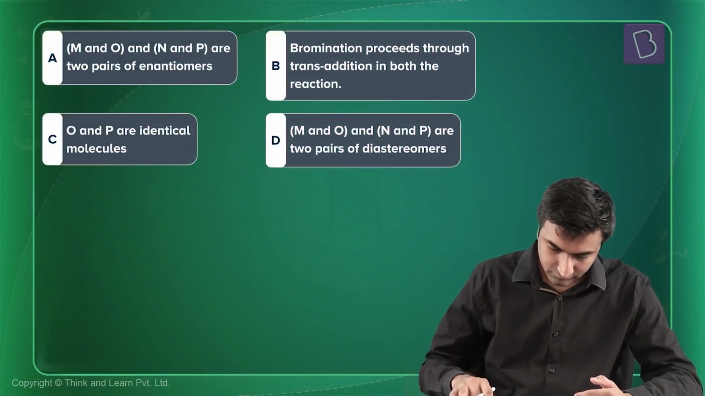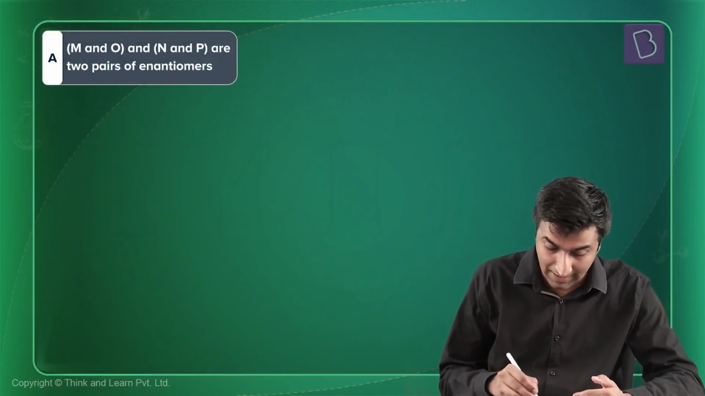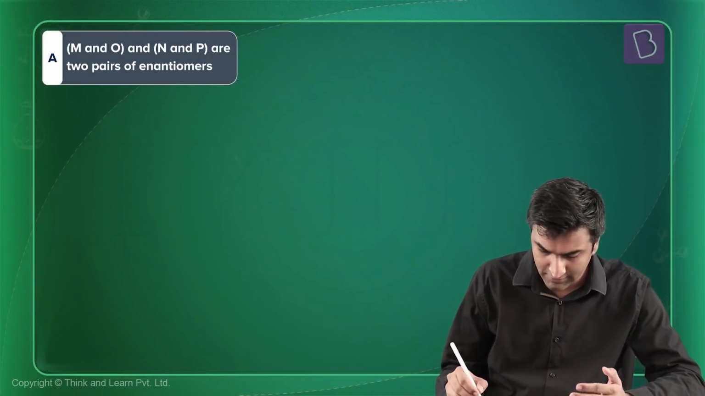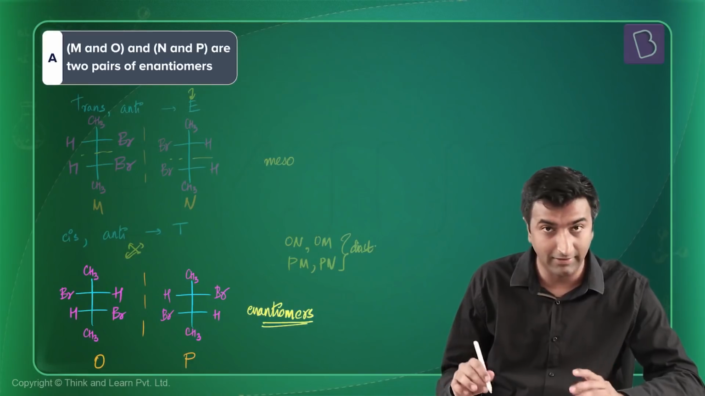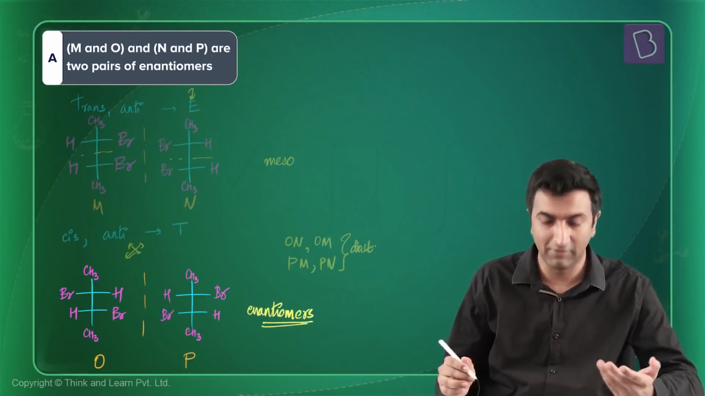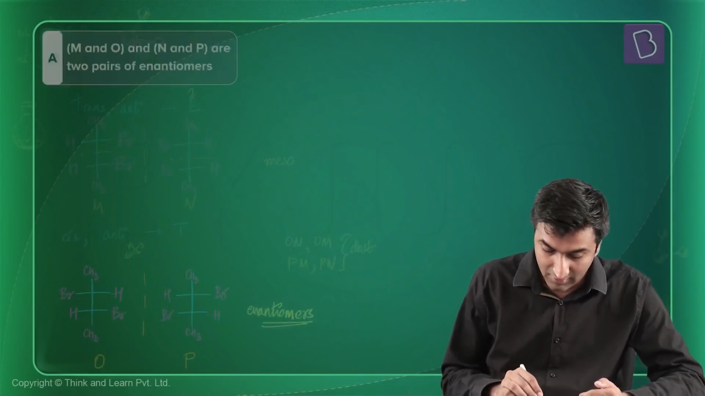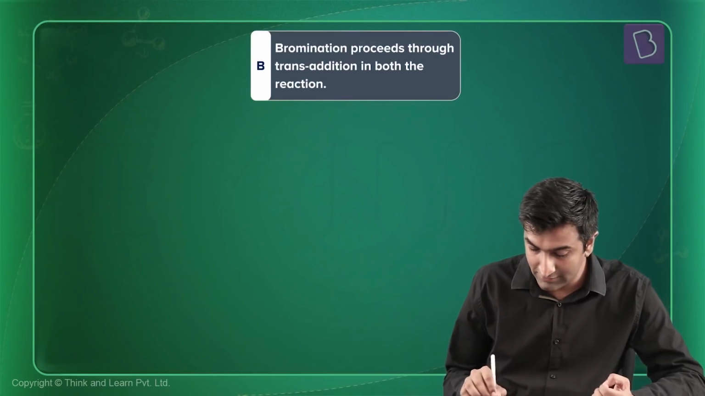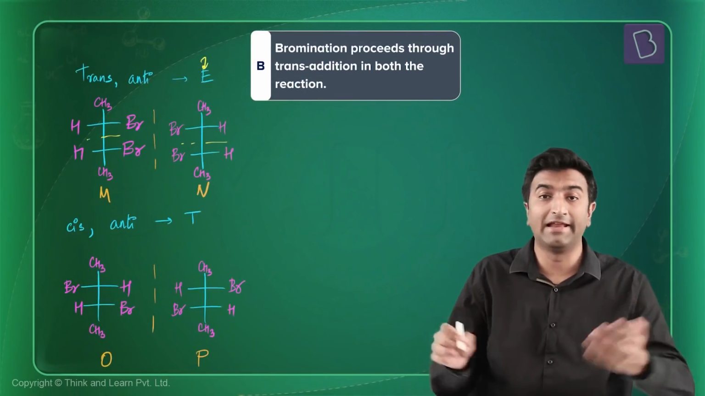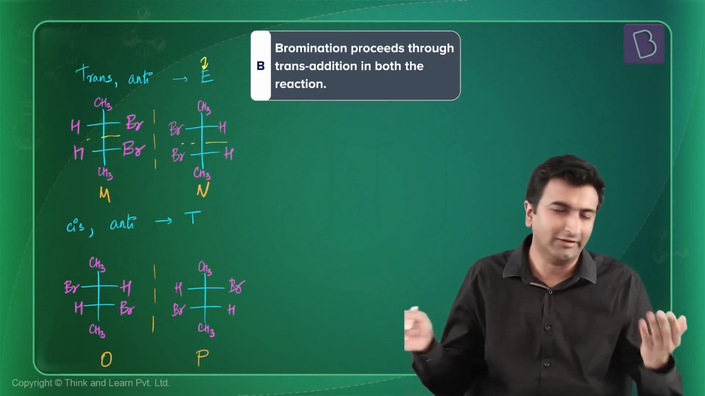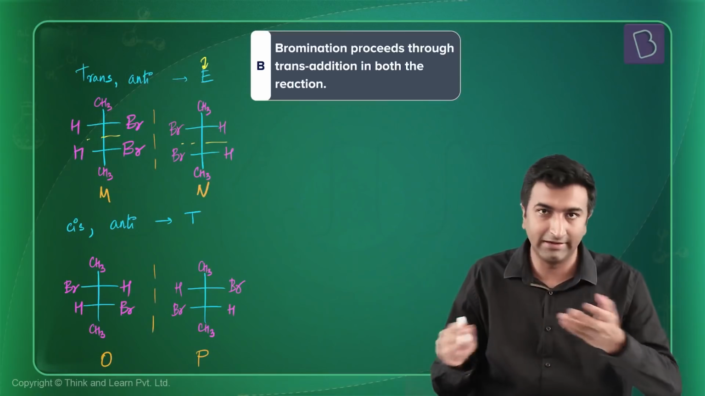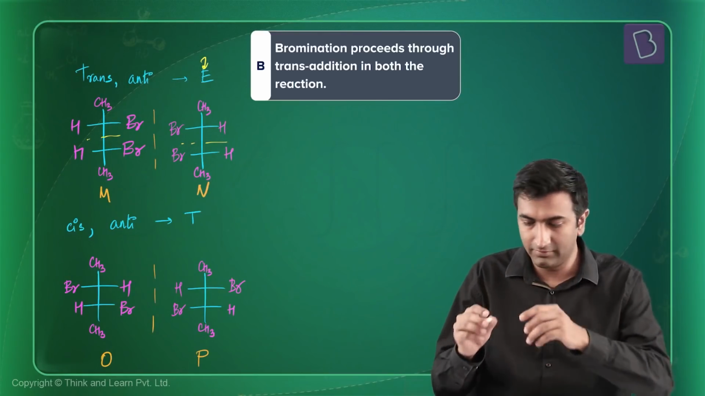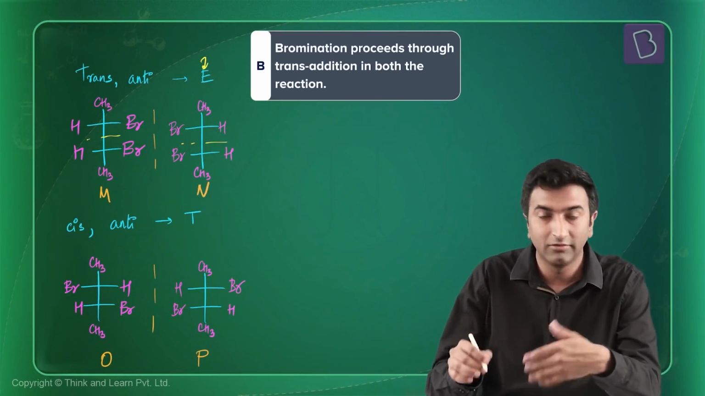The first option is M, N, O, and P are two pairs of enantiomers. No, definitely not. We have already figured out which ones are the enantiomers. They're just one pair. The other ones are the same compound. M and N are identical. Next: bromination proceeds through trans addition in both reactions. Sure. Trans is the same as anti. We already said that. This is theory you need to know. Bromine in presence of CHCl3 is anti-addition. Osmium tetroxide as well as KMnO4 give you syn addition.